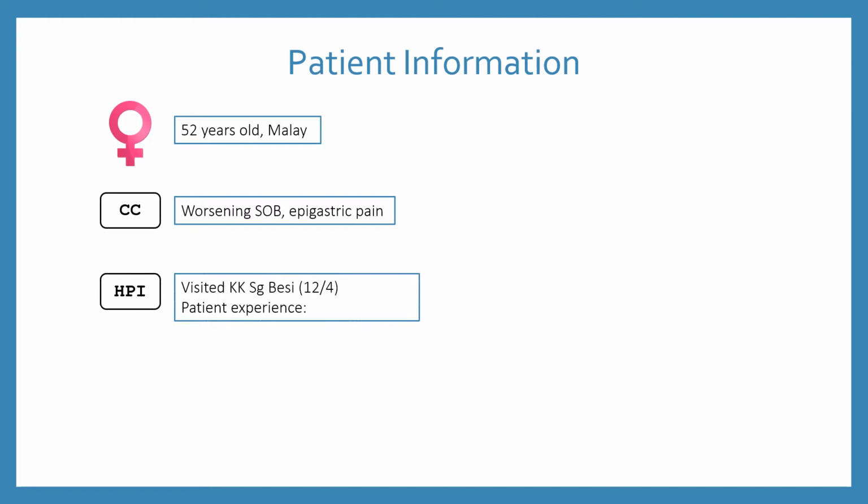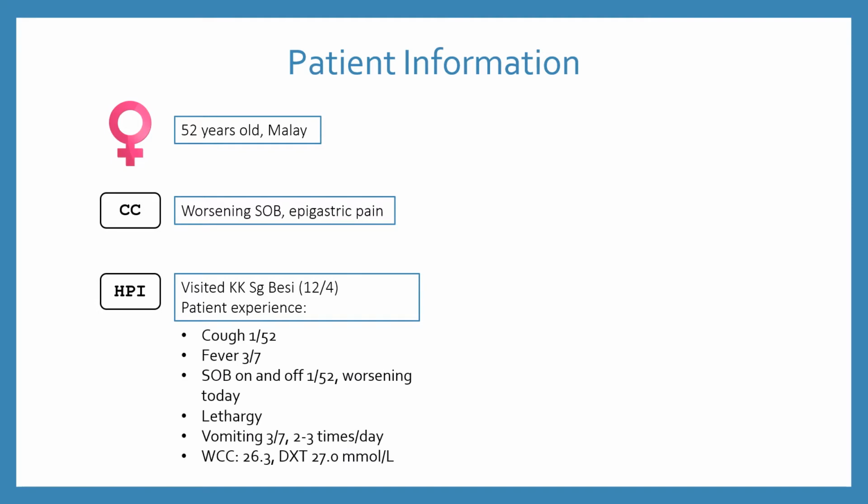For HPI, on 12 April, she visited KK Sungai Besi. She experienced cough for 1 week, fever for 3 days, SOB on and off for 1 week, which worsened today, lethargy, and vomiting for 3 days, 2 to 3 times per day. She has a white cell count of 26.3 and blood sugar of 27.0 mmol per liter.